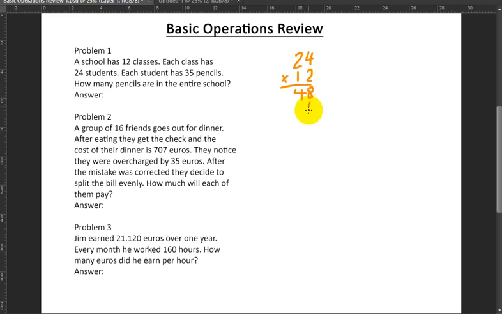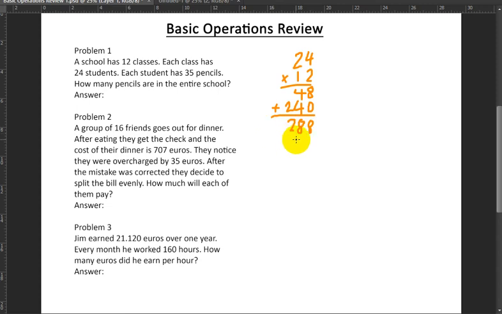I'd write a 0 beneath the ones, and then 1 times 24 would give me 24. And I add. 8 plus 0 makes 8. 4 and 4 makes 8. And then just the 2 here. Okay, so that's the number of students.